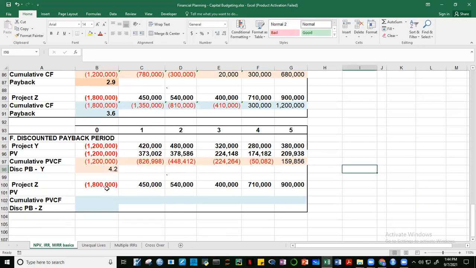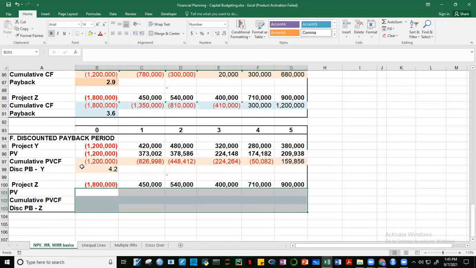Okay, I'll give you guys 1 minute. Paki-compute to. Tapos mag-compare tayo ng answer. No? Kung magkano yung discounted payback period ni Project Z. Okay, pause share muna ako.